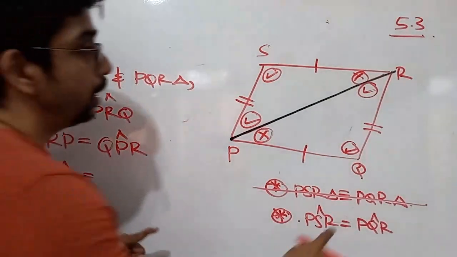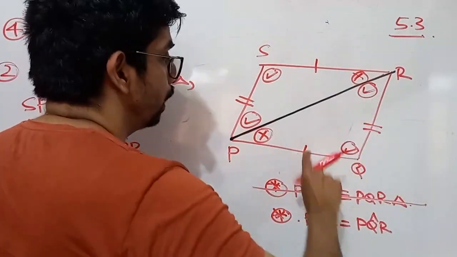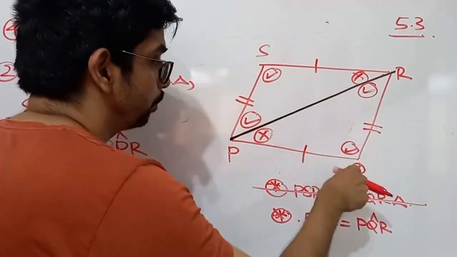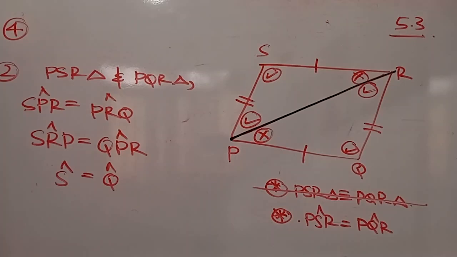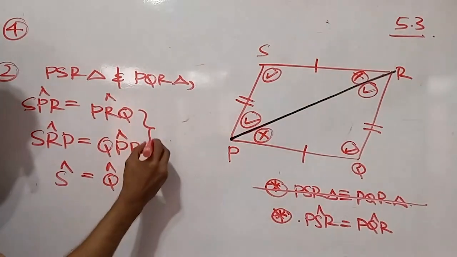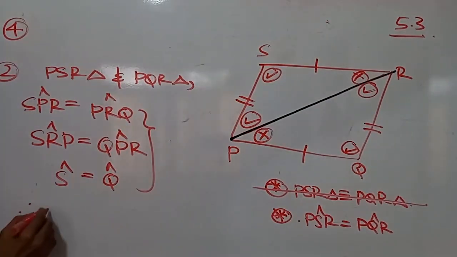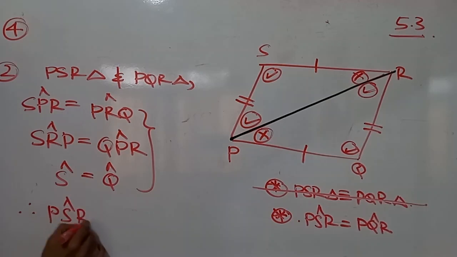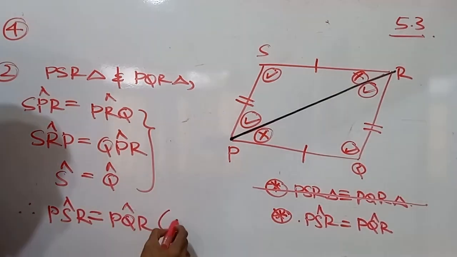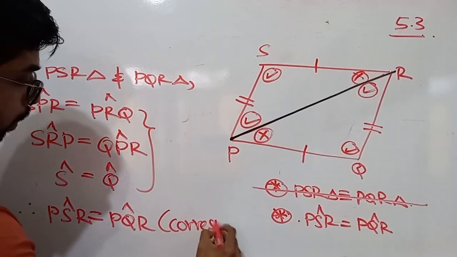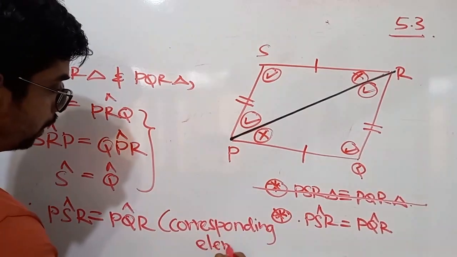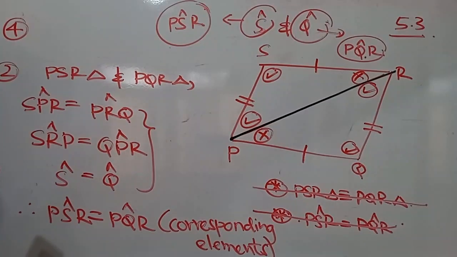Right? In the same manner, if we consider PQR triangle, what's the opposite angle? Q. Right? So these are the corresponding elements. Therefore, PSR angle is equal to PQR angle. What's the reason? Corresponding elements. The third part, the opposite sides of the quadrilateral are parallel.